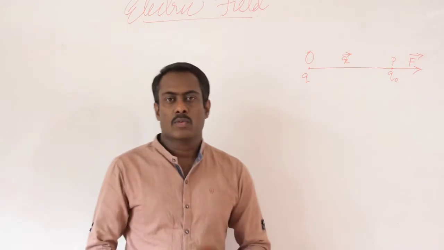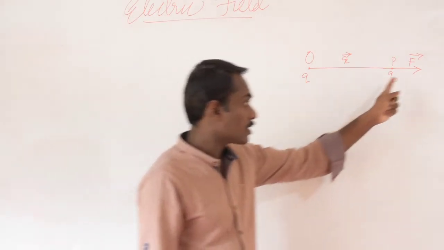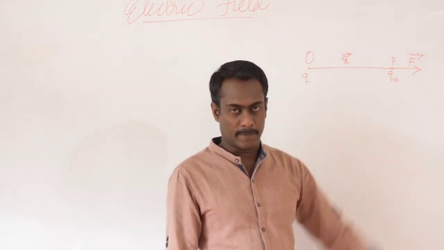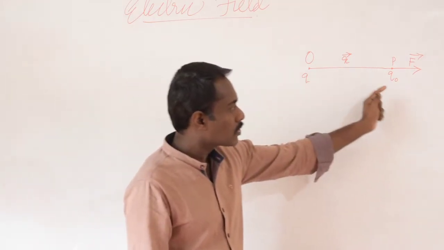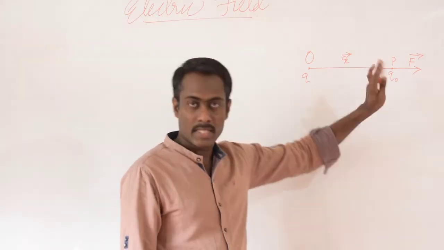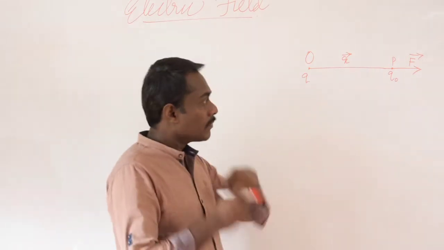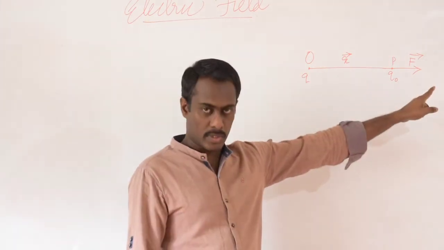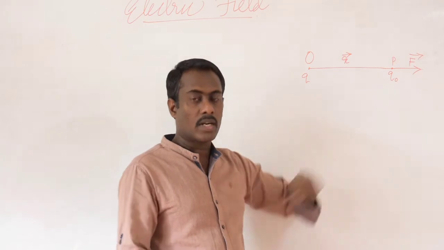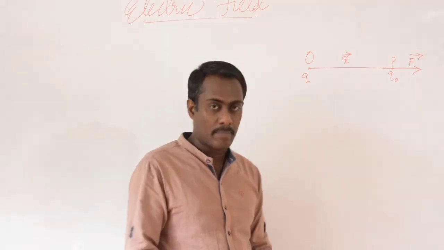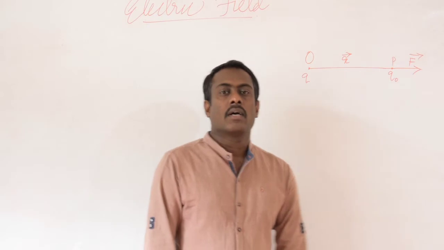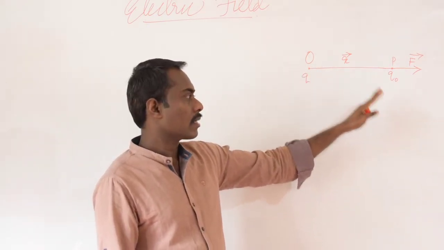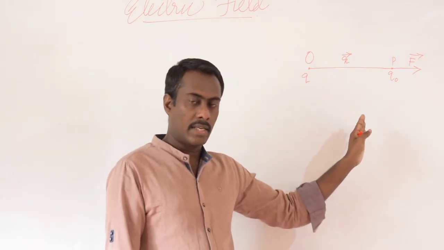Now the question comes: what will happen if the charge Q0 is removed from the point P? If the charge Q0 is removed from the point P, then there is nothing. Then how can the charge Q exert a force on it? Or what does it mean? How does it happen? In order to answer this question, the scientists came to a conclusion and introduced another term.